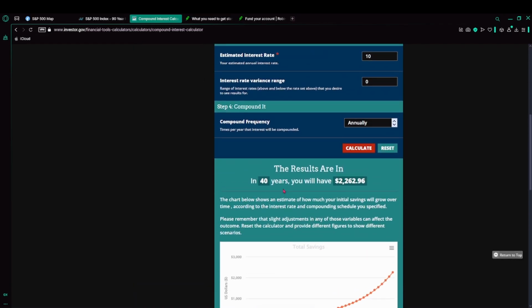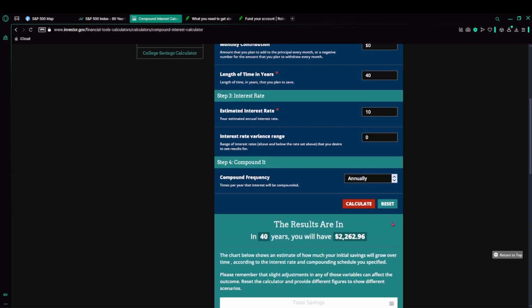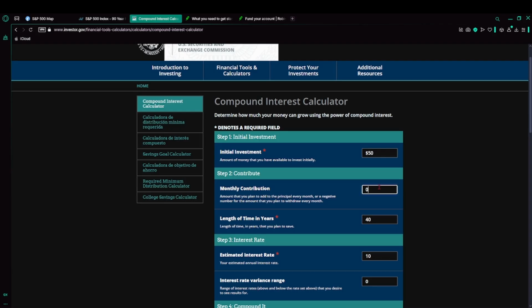So in 40 years, from an initial investment of $50, I'll have $2,262.96 just from compounding the money without any monthly contributions. This is very doable for anybody that is willing to invest, because the market is moving at around 10% a year, and the market's always supposed to go up.